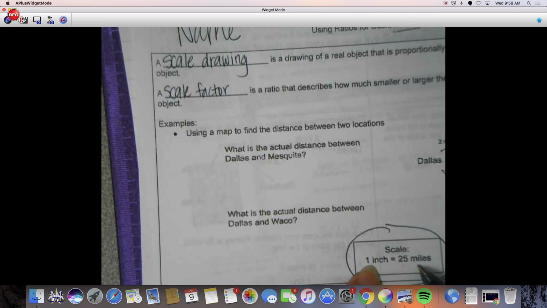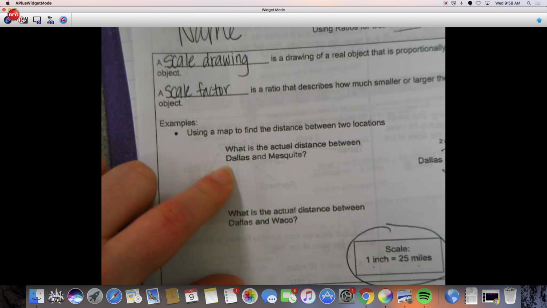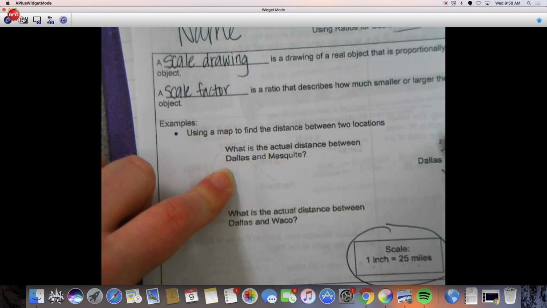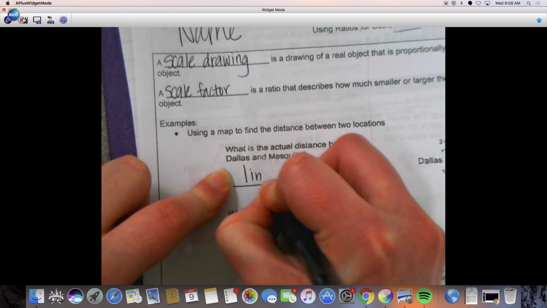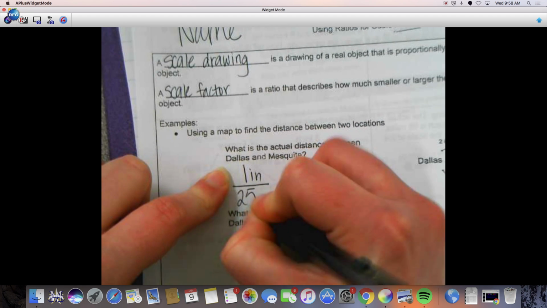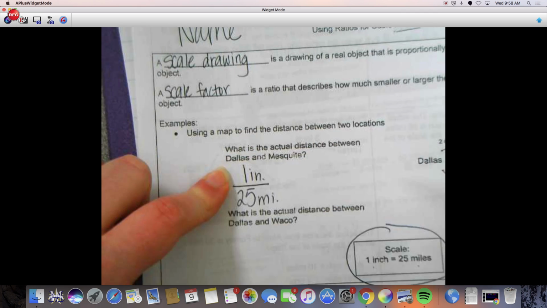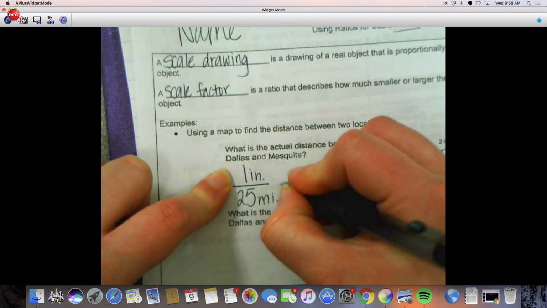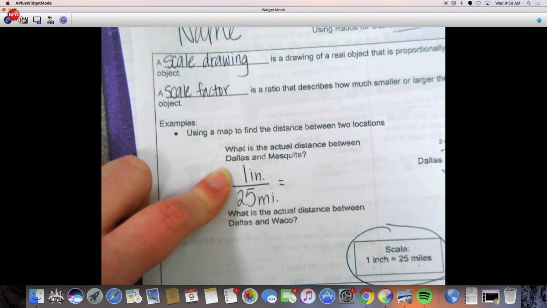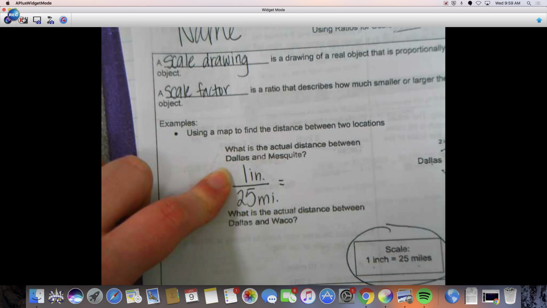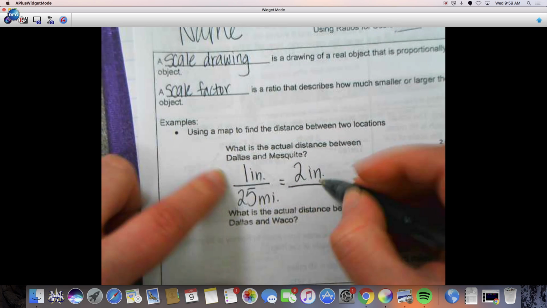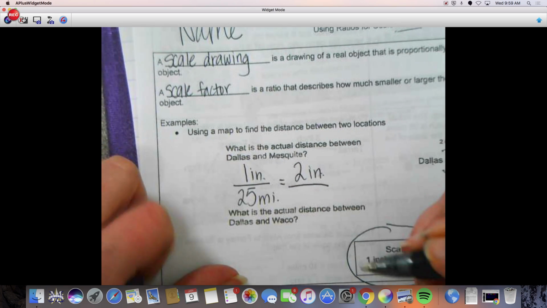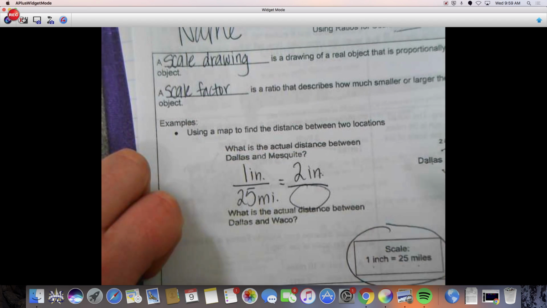Okay? So now if we create our formula fraction, we know that Mesquite to Dallas is 2 inches. So we know 1 inch is 25 miles. That's the start of our formula fraction. And from Mesquite to Dallas, it's 2 inches. I had to put inches on top because I have to keep my units the same. Now we're trying to figure out down here how many miles it truly is to downtown Dallas.